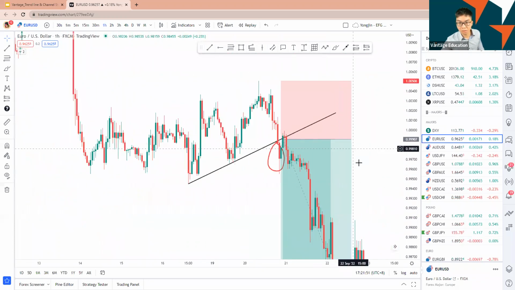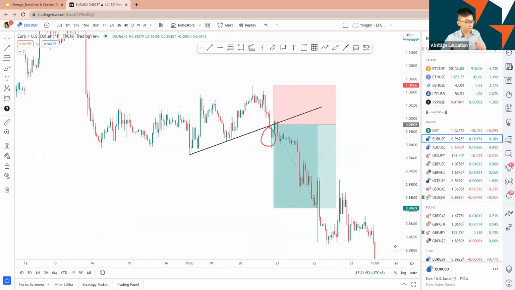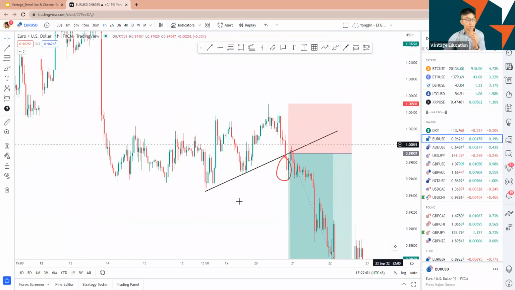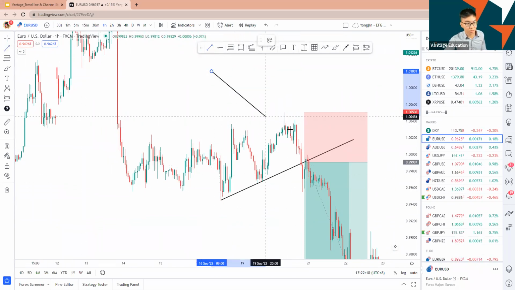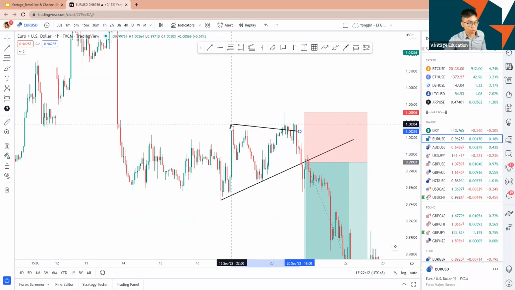Okay, so let me check the slides. What is next? Next we have the triangle strategy. Take a look, just now we were looking at this Euro USD sell. You can draw another line. Triangles, people like to draw triangles for breakouts, ascending wedge, descending wedge.